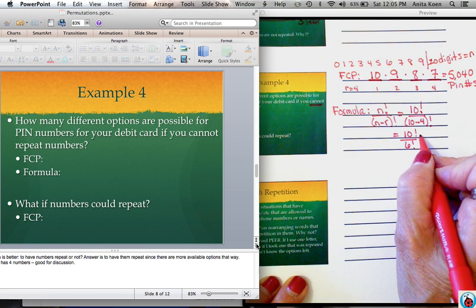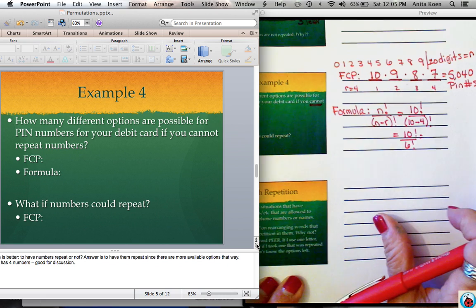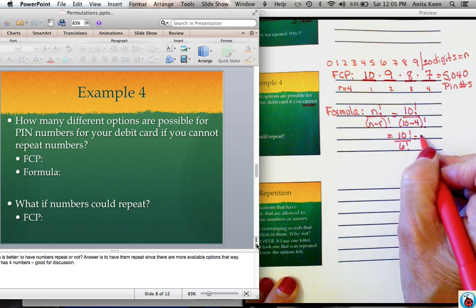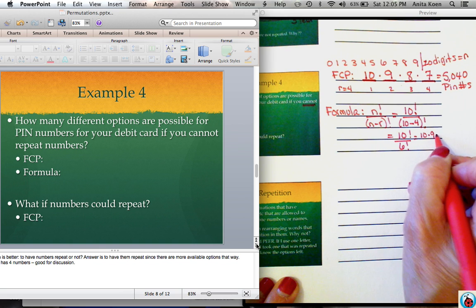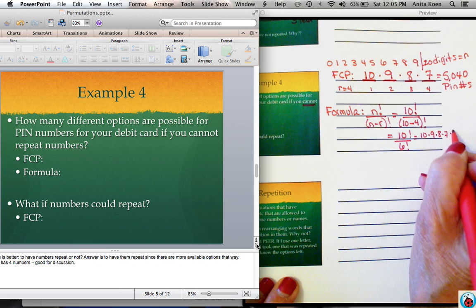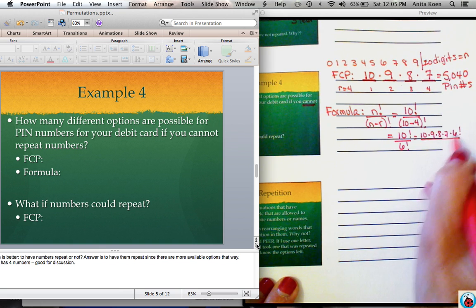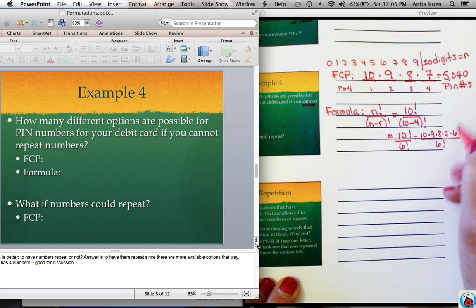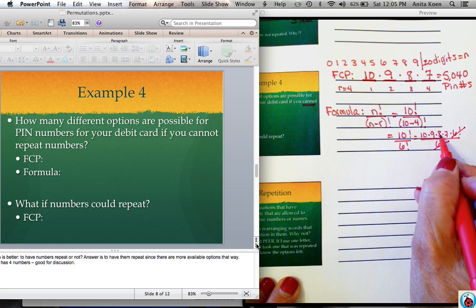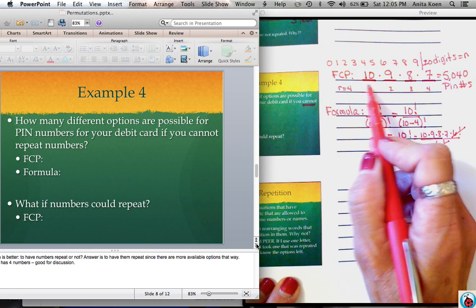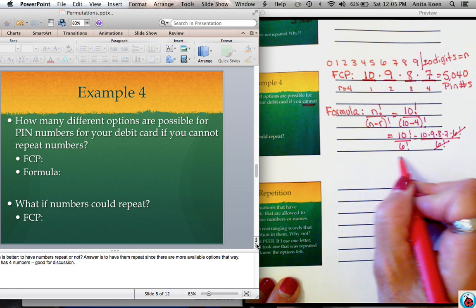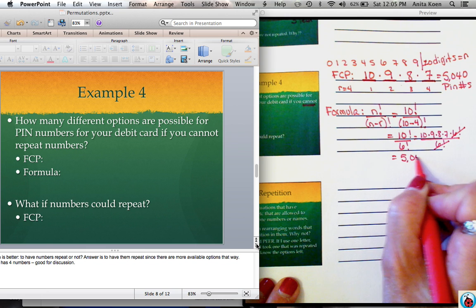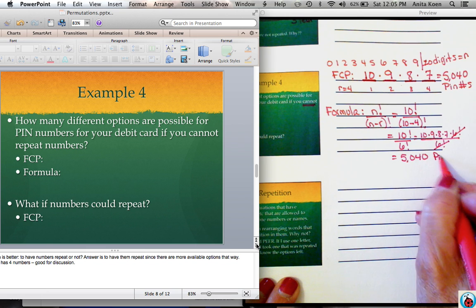And from Friday's lesson, hopefully we remember that I'm going to do 10 times 9 times 8 times 7 times 6 factorial. And because I've got 6 factorial there, I can stop. I don't have to list any more because 6 factorial is going to divide with 6 factorial and become 1. So now I have 10 times 9 times 8 times 7, which is the same thing I had with the fundamental counting principle. So that's going to be 5,040 PIN numbers.